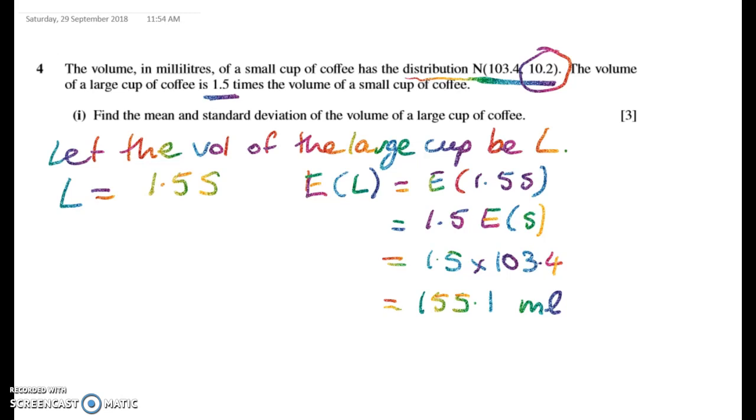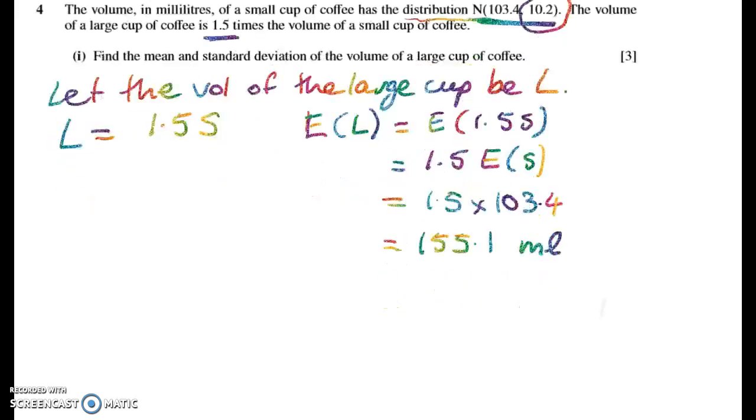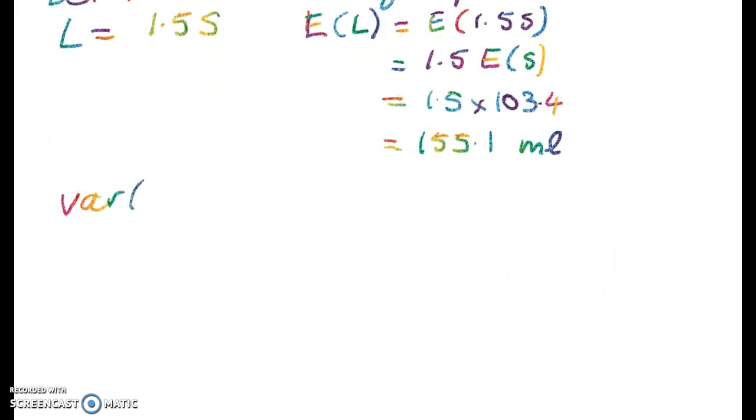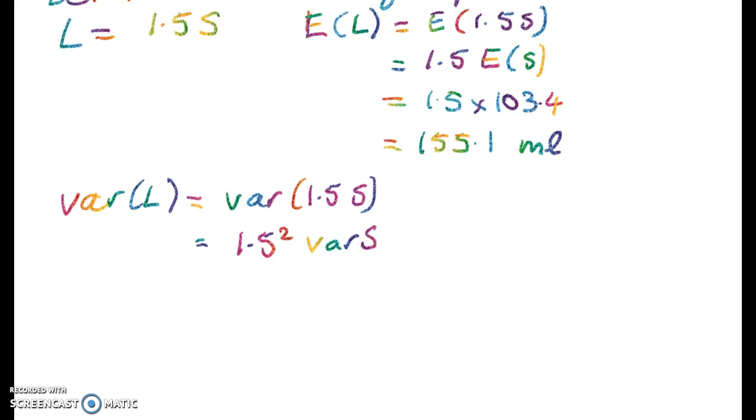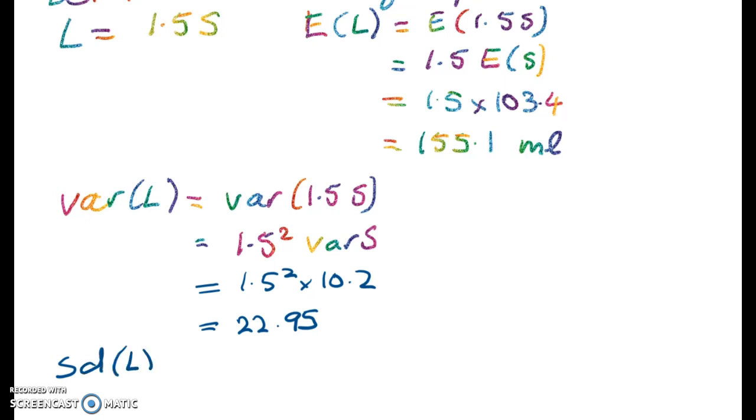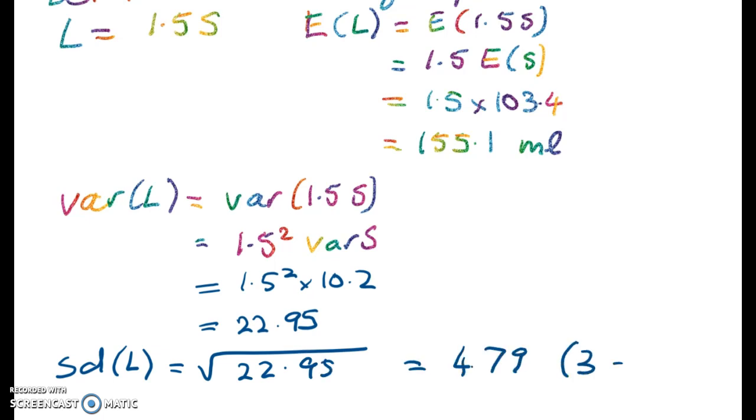Next, we have to find the standard deviation. Remember, we don't work with the standard deviation when we're looking at combinations of random variables. We always work with the variance. So the variance of L is equal to the variance of 1.5S, which is 1.5 squared times the variance of S. That works out to be 2.25 times 10.2, giving me 22.95. And we were asked for the standard deviation, so that's equal to the square root of this, which is 4.79, to 3 significant figures. In this case, this was an exact value anyway, but don't round whatever you've got here, just save it until the very end. Okay, so that's the first part of the question done.